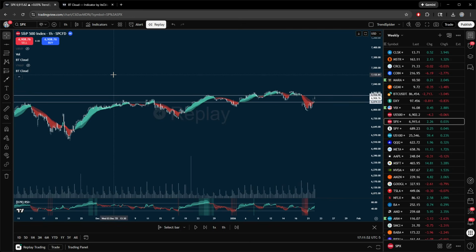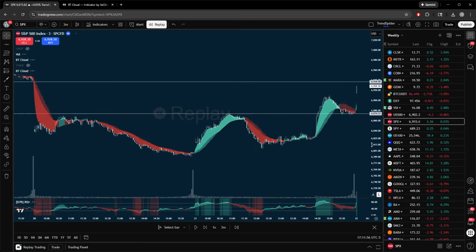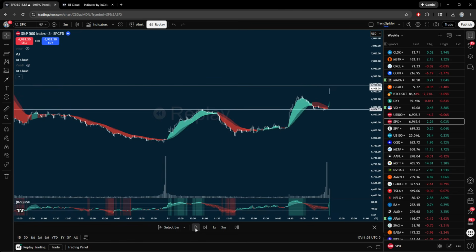Okay, the market just opened at 9:30 a.m. Price opened at 6,915, and within the first 20 minutes, we saw a strong spike up to 6,930. This initial move shows strong buying pressure right out of the gate.